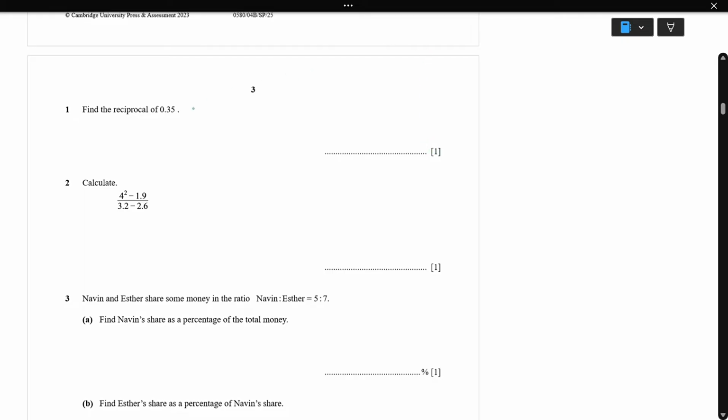Find the reciprocal of 0.35. So reciprocal is 1 divided by 0.35. Just use calculator, you will get the answer 20/7. Next, calculate 4 squared minus 1.9 by 3.2 minus 2.6. Here also use calculator, and 23.5 is your answer.